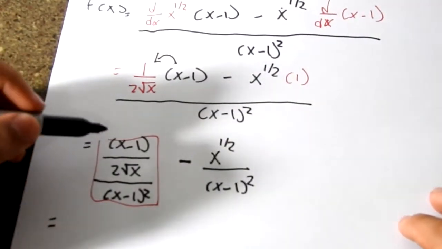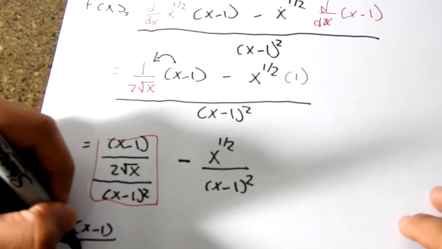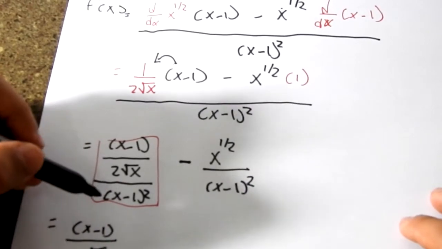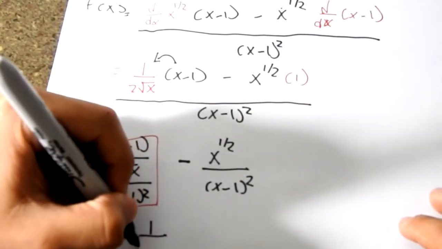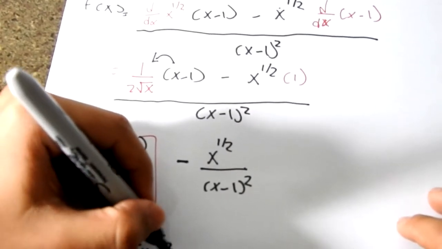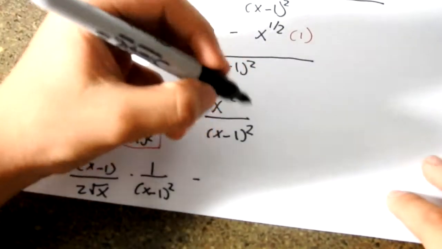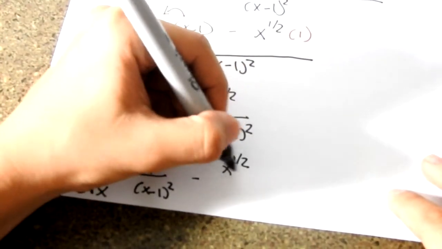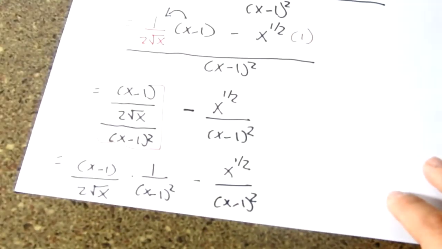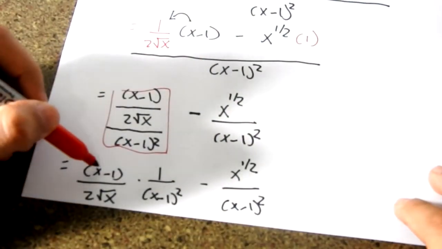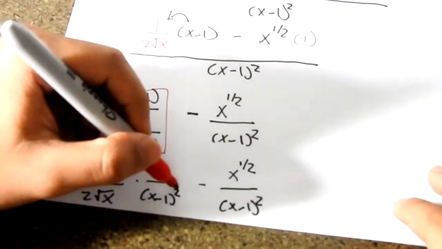We keep the first one as it is, and then we flip the one on the bottom, so we have 1 over x minus 1 squared, and then we have the same thing over here. We have x to the 1/2 over x minus 1 squared. So now I have on the denominator and numerator I have x minus 1, so I can get rid of one of them.